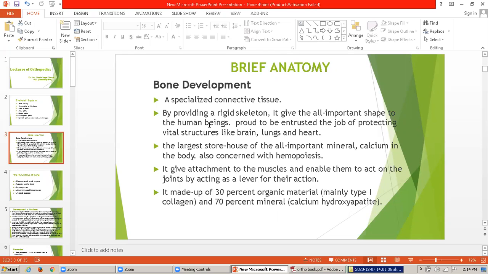So, when we study the development of the bone, it is a specialized connective tissue and it gives a rigid skeleton. So it protects the brain, lungs, heart, and the many vital organs of our body. It is the largest storehouse of calcium in our body, and it is concerned with hemopoiesis. Then it gives attachment to the muscles and enables them to act on the joint by acting as a lever, and it is made up of 30% organic material and 70% mineral.